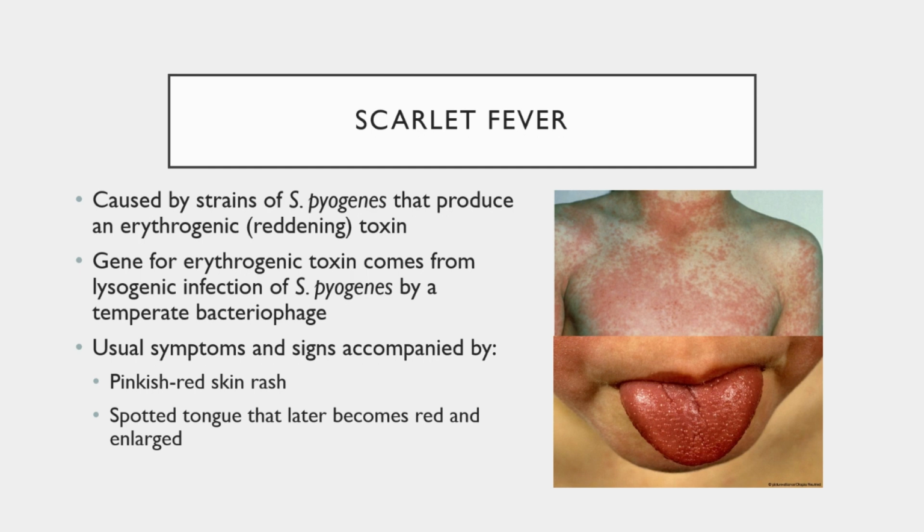So these additional symptoms are caused by that unique erythrogenic toxin, not present in all strains of Streptococcus pyogenes, only ones that have been infected by a bacteriophage that gives them this trait. Also noteworthy, scarlet fever has also been known to arise as a complication of streptococcal skin infections. So, as we've discussed, strep pyogenes is a pathogen not only of the throat but also of the skin. So, scarlet fever can arise from a strep throat infection or it can arise from a streptococcal skin infection.